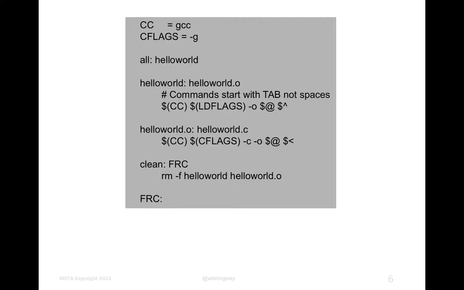And up the top, it says CC equals GCC. That's saying that the C compiler that we're going to use is called GCC, the GNU C compiler. And CFLAGS, some flags that we're going to pass later on, are -g. But then the next thing we say is we have a target, and this target is called all. And if I say make all, well, what's it depend on? Well, it depends on hello world, and that's the executable that we're going to produce, the little executable called hello world that will print hello to the console. And so, okay, to make all, you have to make hello world.